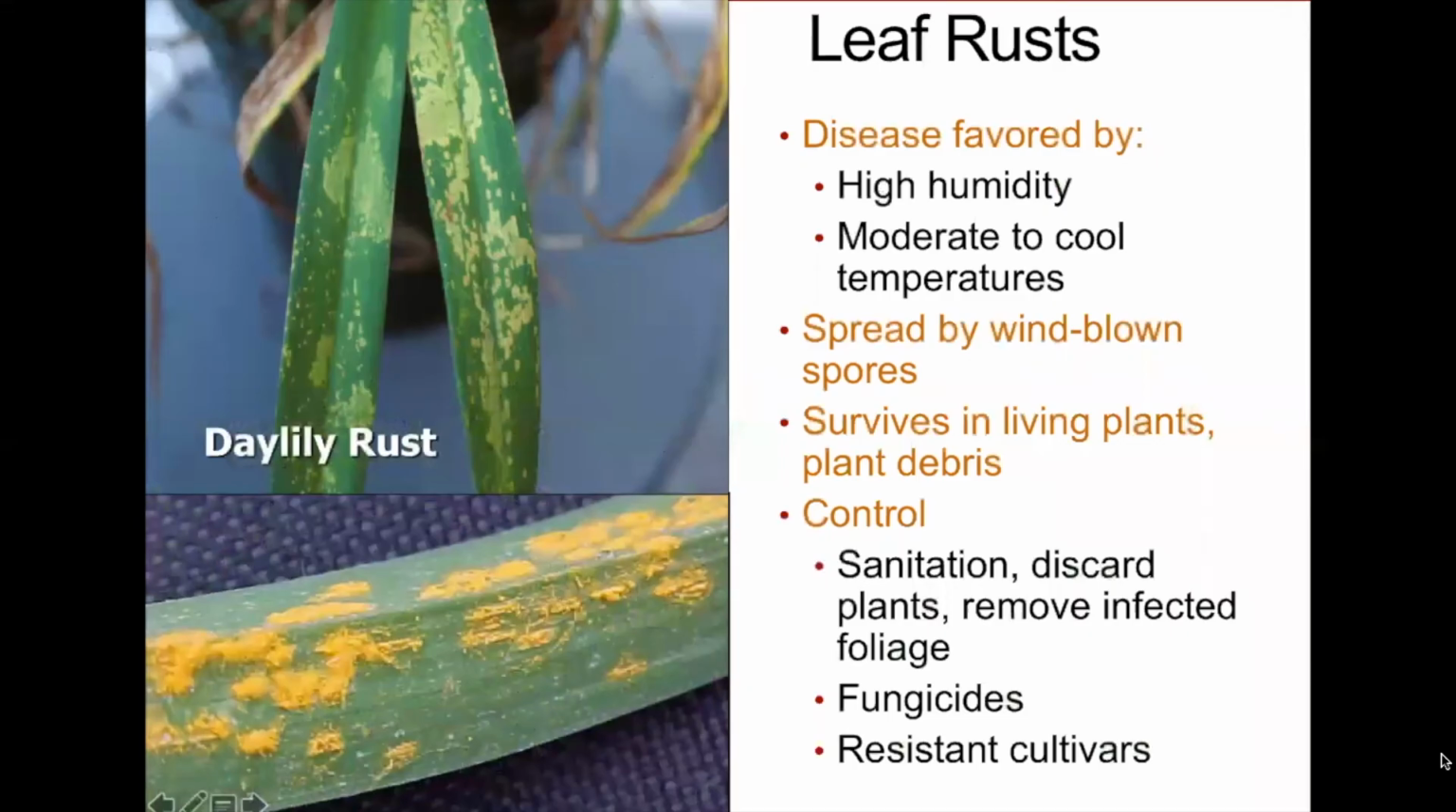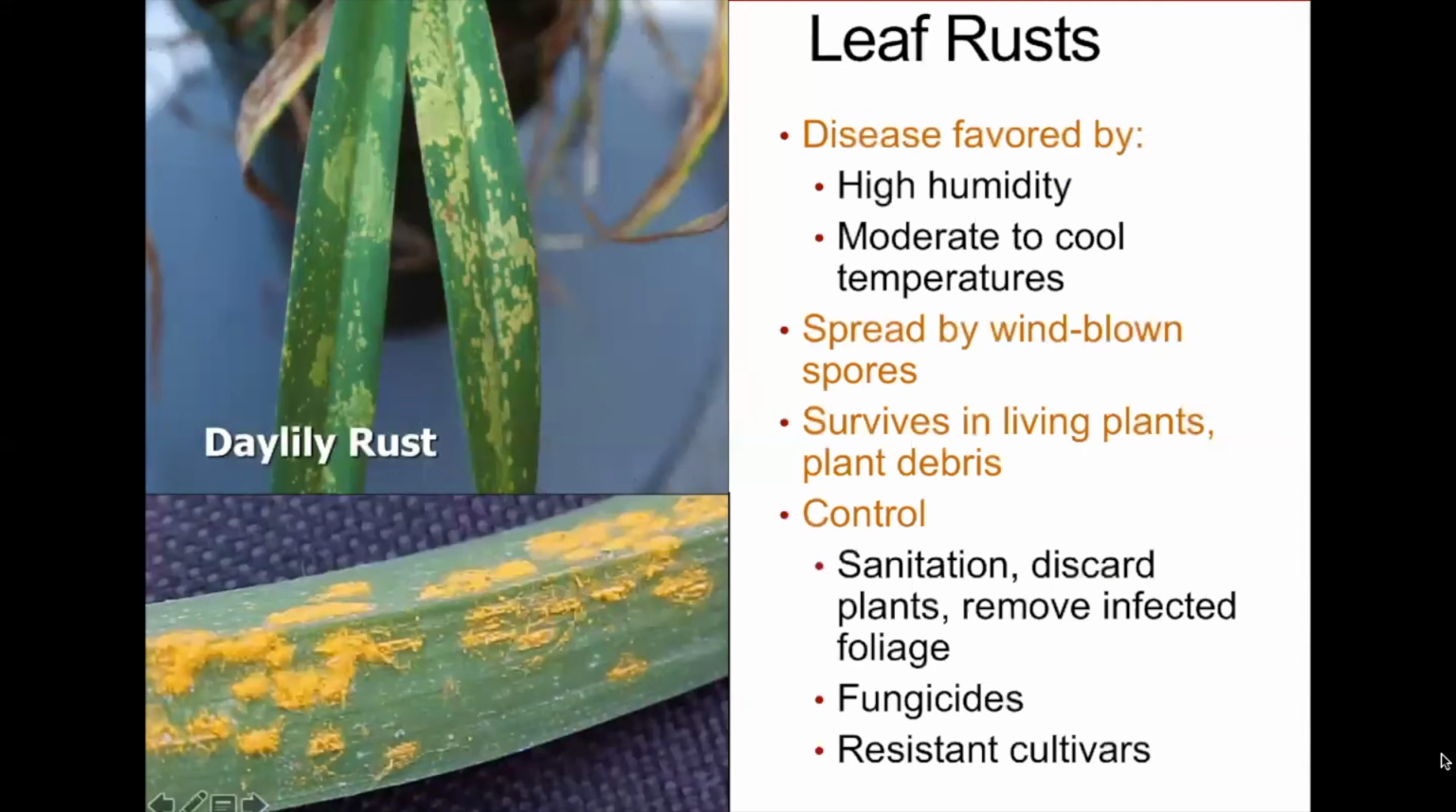All right, now we're going to talk about leaf rust. Leaf rust in general is really easy to determine because you see in the bottom photo those spores, the mycelium, is a bright orange, so you can detect it very quickly. The disease is favored by high humidity and moderate to cool temps, and is spread by wind-blown spores.